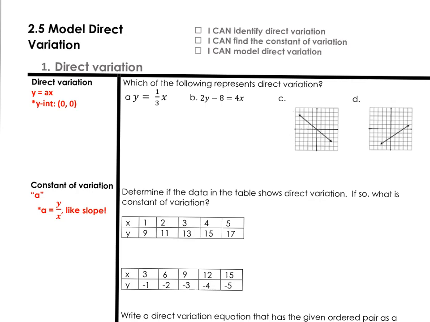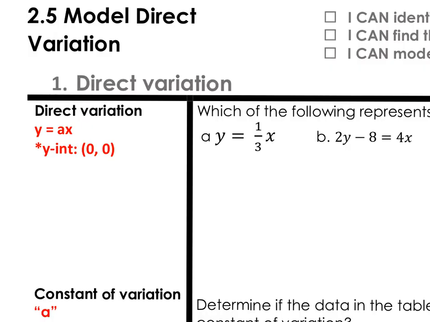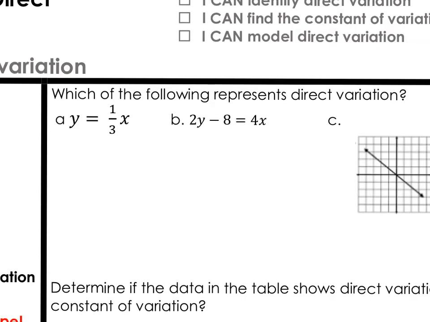Lesson 2.5, Model Direct Variation. This is yet another type of linear function. What makes direct variation unique? It'll still have a slope like a linear model, but we're guaranteed to have a y-intercept of (0, 0). That's how you know that x and y vary directly.